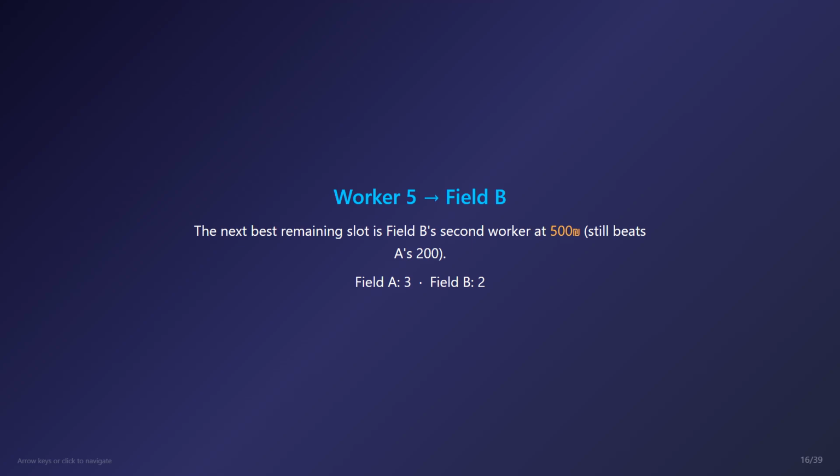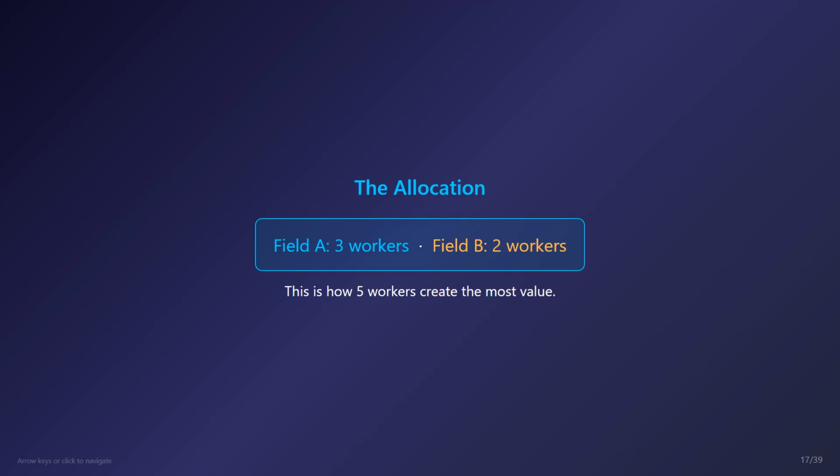Worker 5 also goes to Field B. The best remaining slot is Field B's second worker at 500, which still beats Field A's fourth at 200. Field A 3, Field B 2. So with 5 workers, the best allocation is 3 workers in Field A and 2 in Field B. This arrangement squeezes the most value out of those 5 workers.